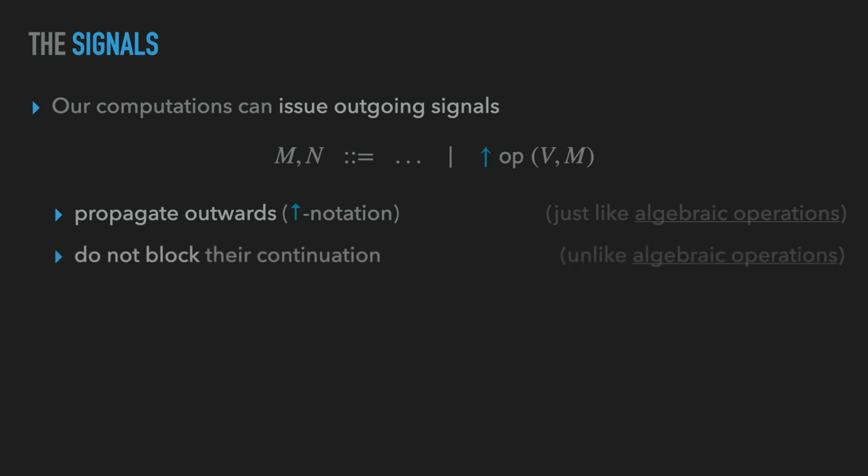However, unlike algebraic operations, these signals do not block their continuation, so intuitively, when an execution of a program reaches a signal, then the signal gets issued, meaning that it keeps propagating outwards, and the continuation at the same time can keep executing on its own.